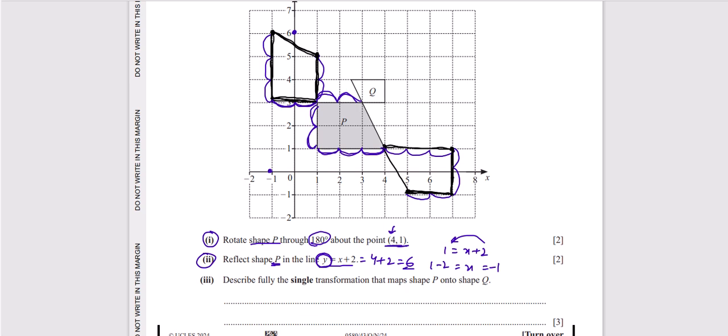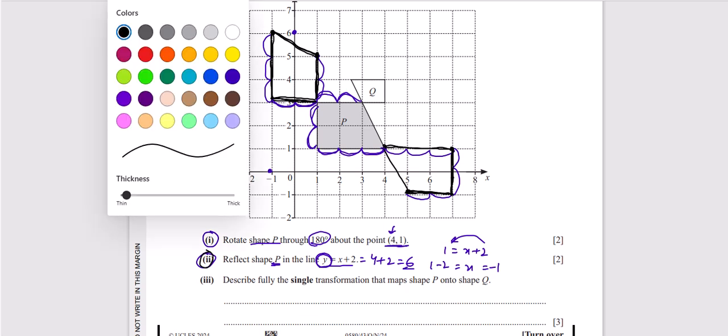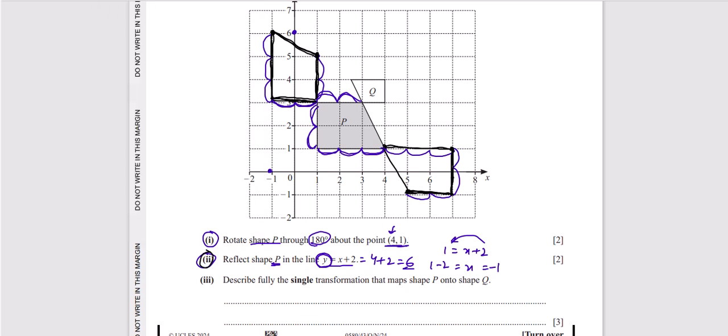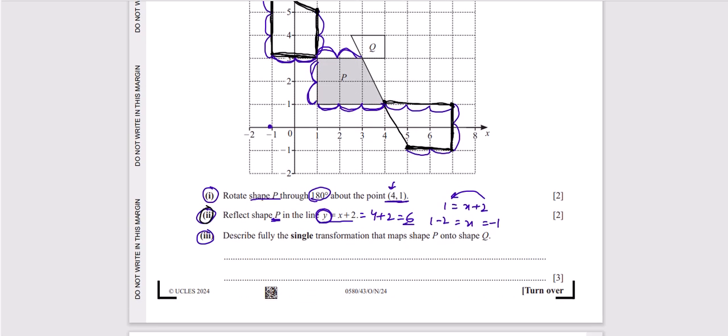Okay, question number 2. Now question number 3. Describe fully the single transformation that maps P, this one is shape P, onto shape Q, and this one is shape Q. First of all, here is the center of both shapes. The center is here is 3 and here is also 3. The center is 3, 3.